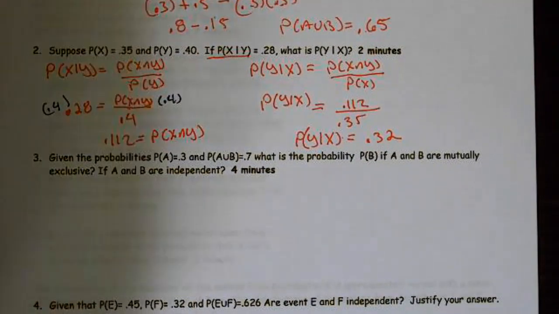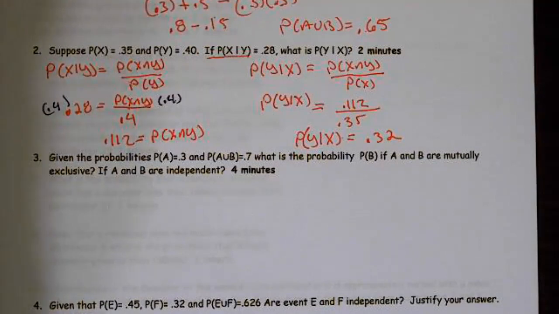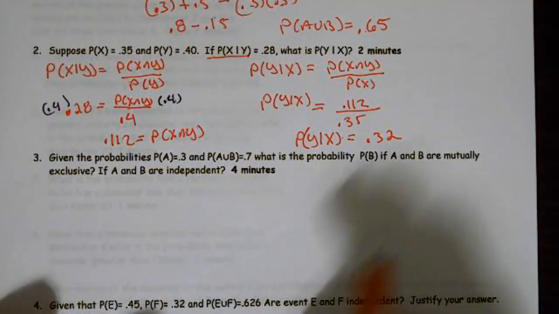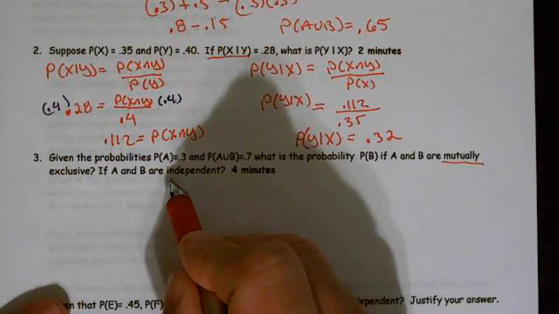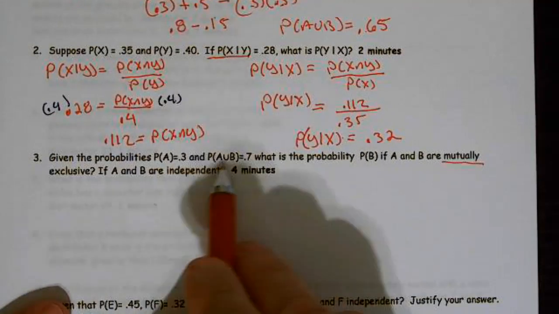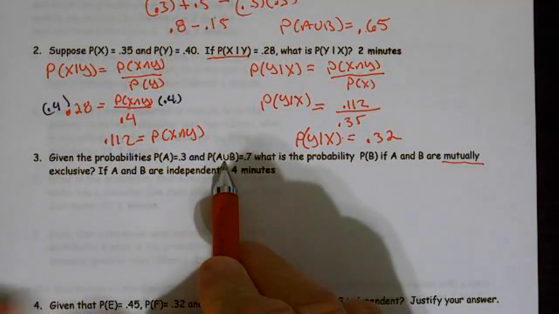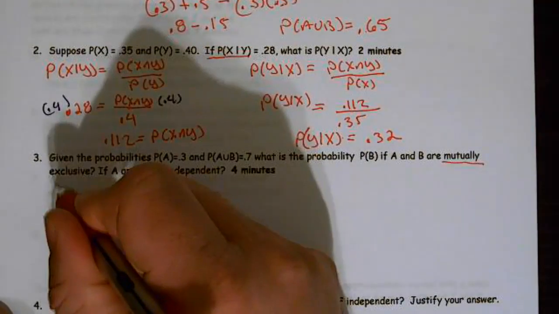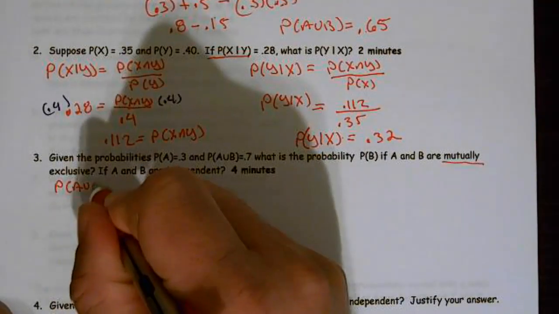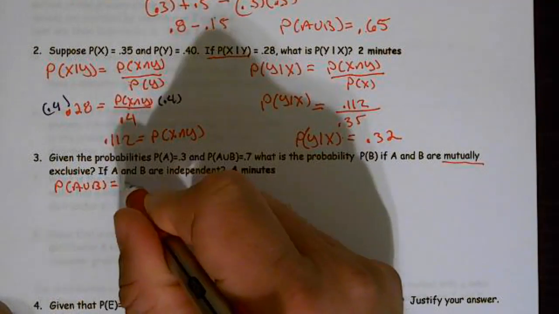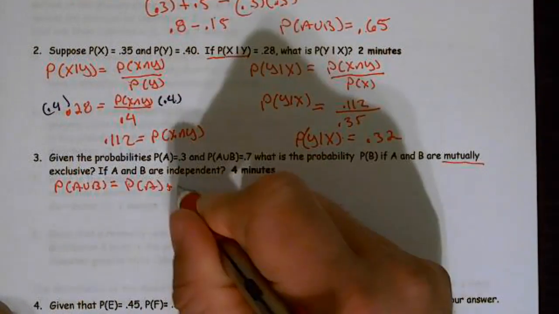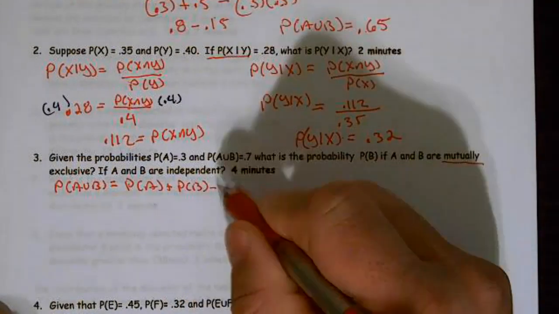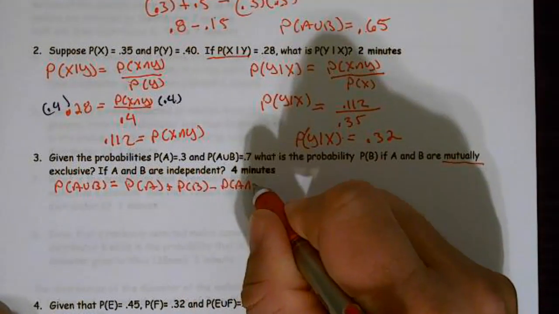All right. Given the probabilities A equals 0.3, A union B is 0.7, what is the probability of B if A and B are mutually exclusive and if they're independent? So here we're asked to do two questions. One we're asked to do if they're mutually exclusive and one if they are independent. Well, once again, they give me this, I need to be writing my general addition rule, which I can find on my formula sheet. My formula sheet says the probability of A union B equals the probability of A plus the probability of B. So everybody should be writing down that formula.